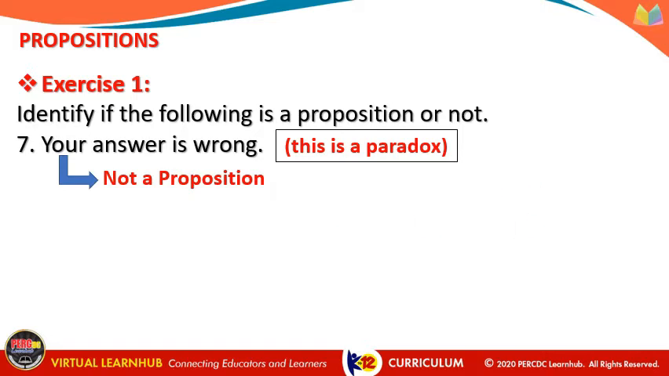So again, all number sentences are propositions. Simply equations with no statement on what the value of x is are not propositions. And a paradox is also not a proposition. Again, a proposition is a declarative sentence that is either true or false, but not both.